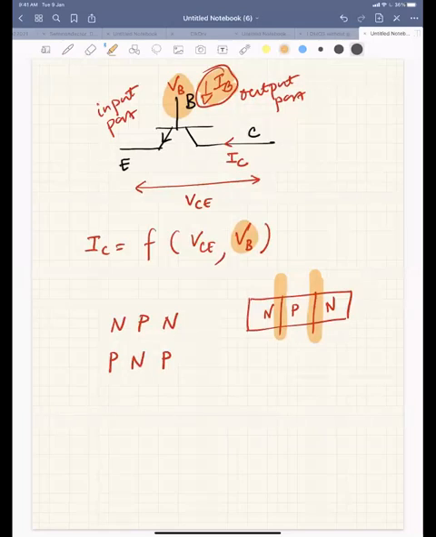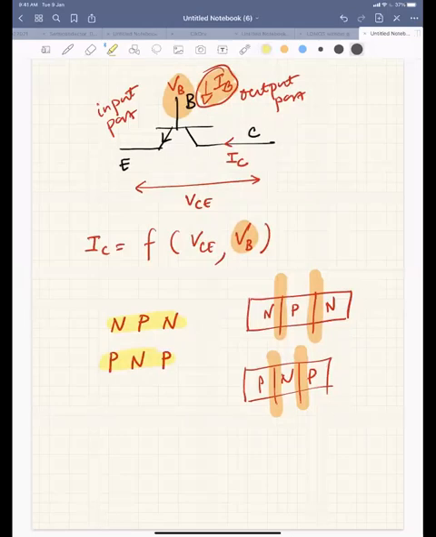Or I could do it using PNP, in which case I have one junction here and another junction here. So if you want a device with two PN junctions, I could have NPN or PNP. So we have two kinds, and that's the reason we have two kinds of bipolar junction transistor: NPN and PNP transistors. Another thing here is there are three regions. I have an N region, a P region, and another N region. So I have basically three regions here.